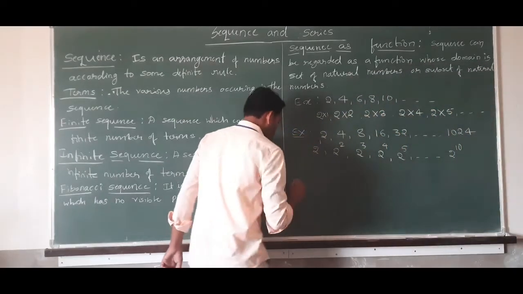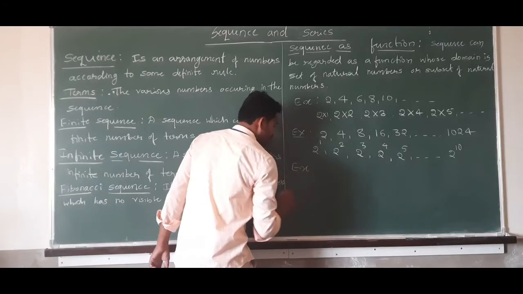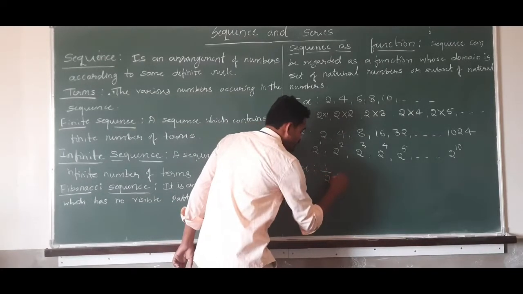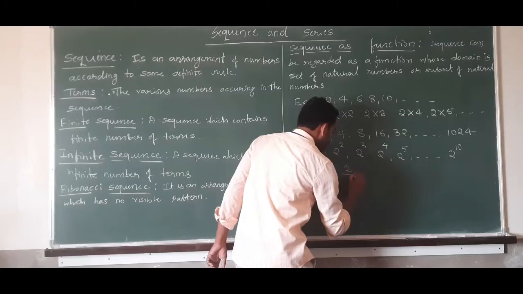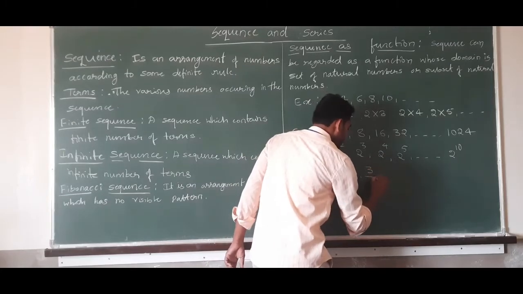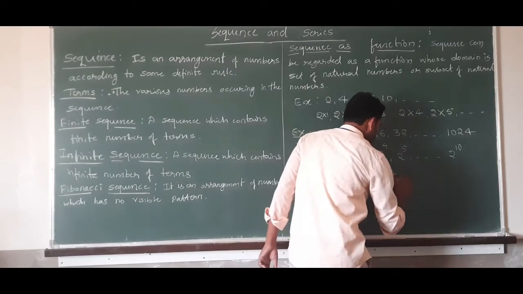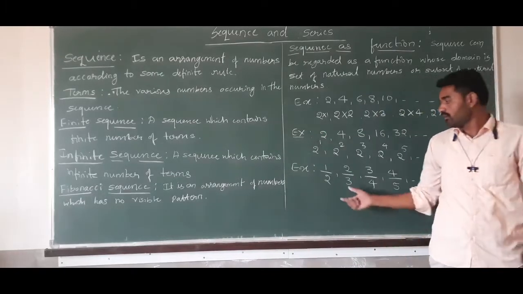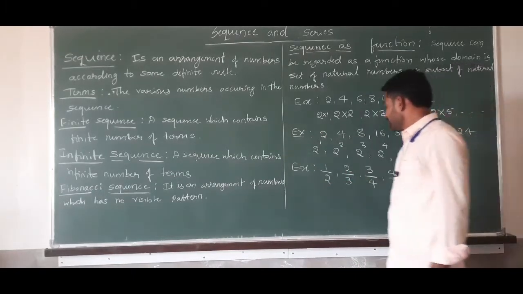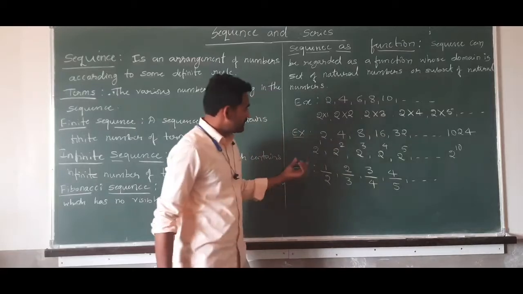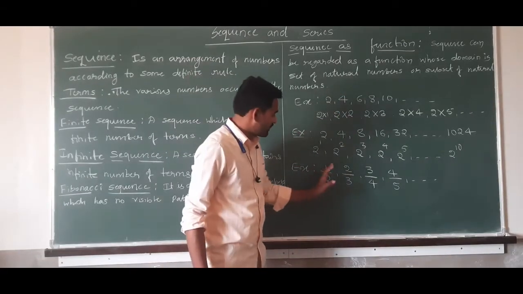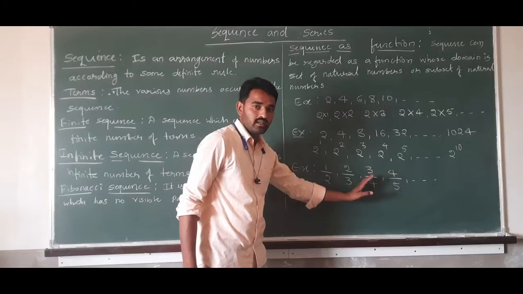We will take another example: 1 divided by 2, 2 divided by 3, 3 divided by 4, 4 divided by 5 and so on. This is also one sequence. This sequence has some terms. This is the first term, this is the second term, this is the third term.